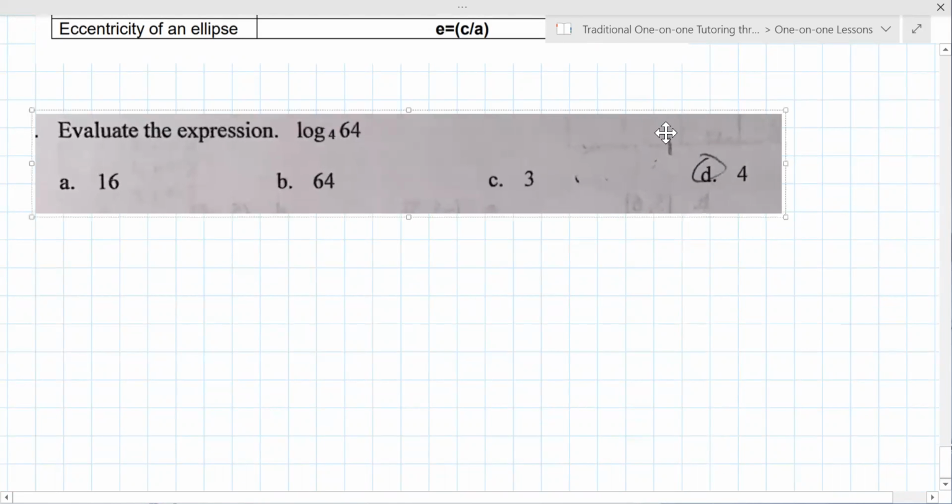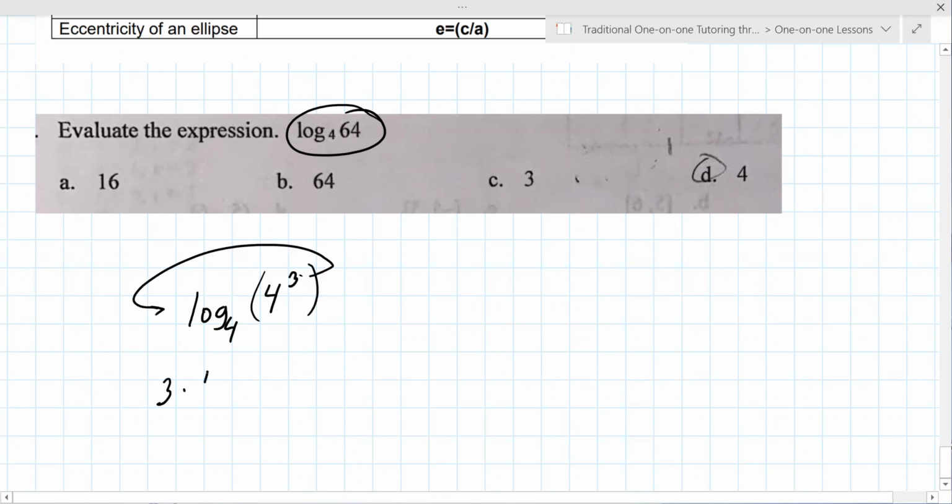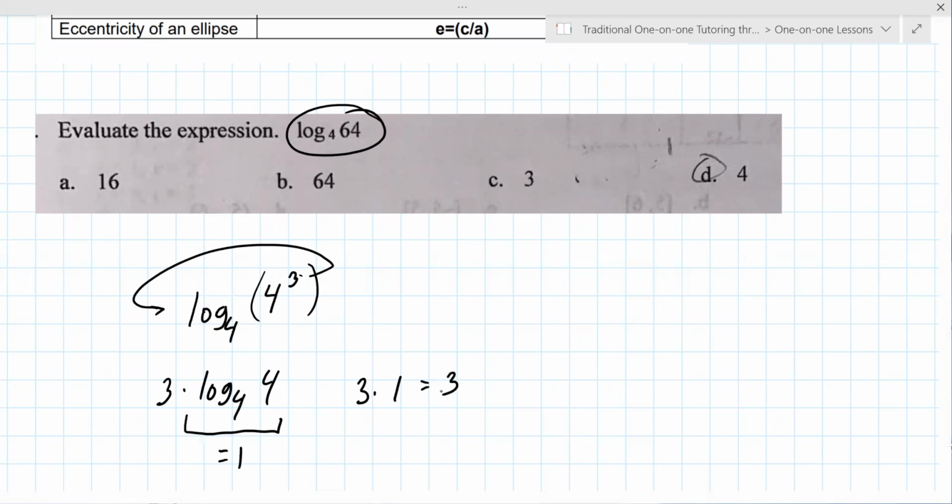So here you're trying to evaluate log base 4 of 64. You can rewrite 64 as 4 to the power of 3. Okay, and then there's this property that says bring that exponent out in front. So this becomes 3 times log base 4 of 4. Whenever your base equals the thing you're taking the log of, it equals 1. So this is 3 times 1, which is 3. So that's not right, but that is. It is definitely C.